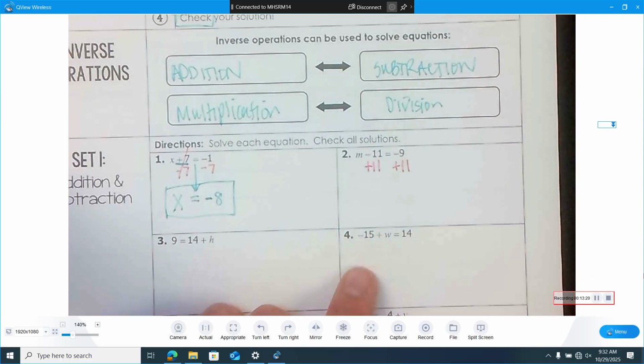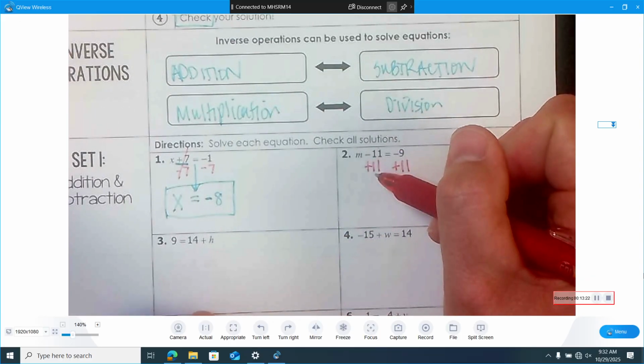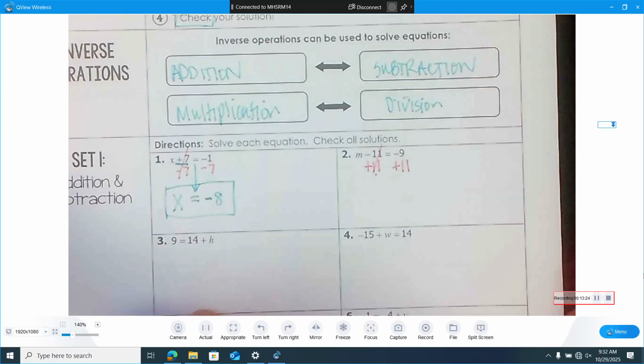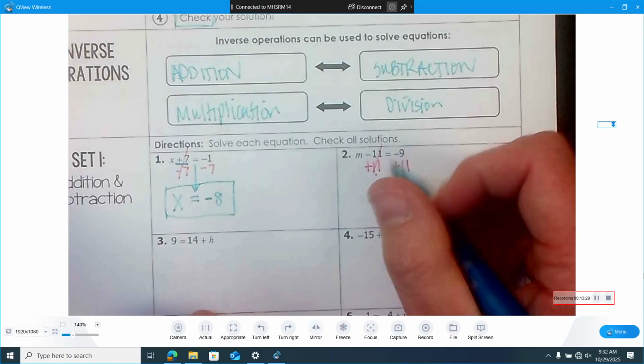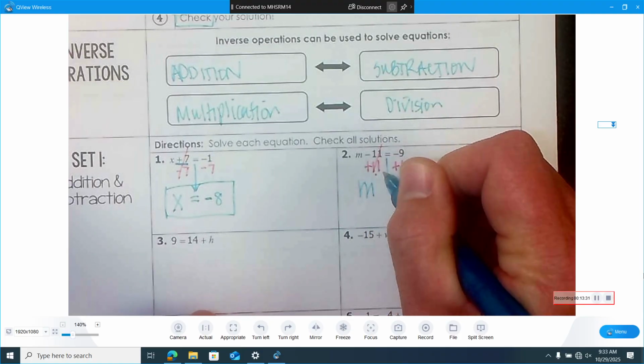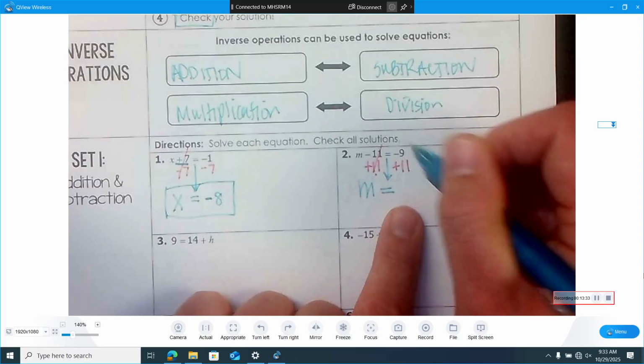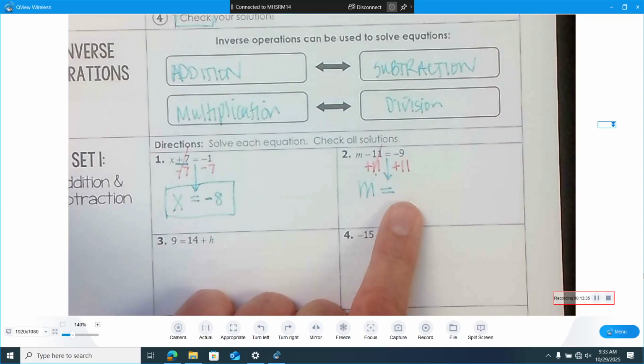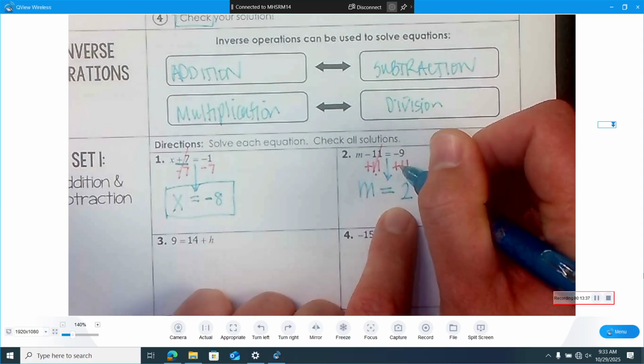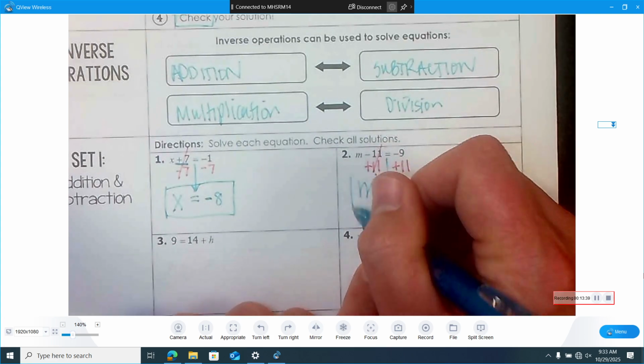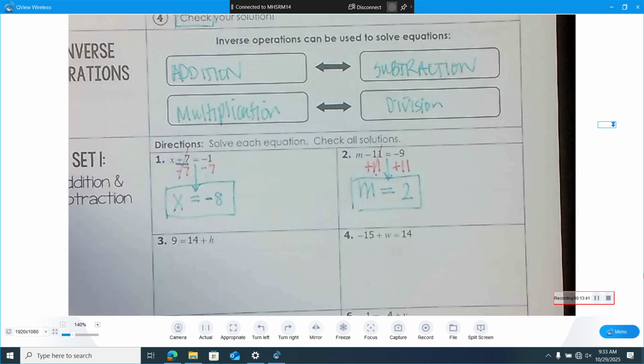Keep that thing balanced. So what is a -11 and +11? 0. So cross that out. It makes a 0, nothing, and I get my m. Bring down my equal sign, and what's on the right-hand side? A 2. Very good. Positives win by 2, and that is our answer. Beautiful.